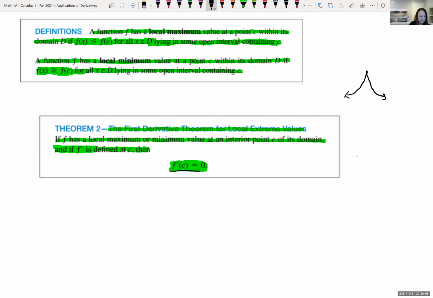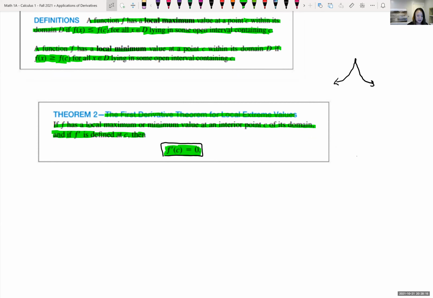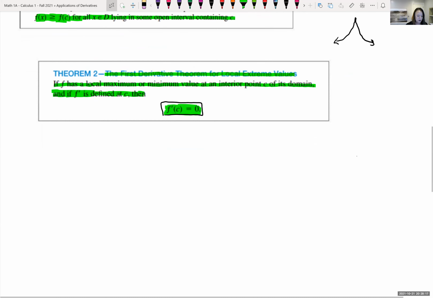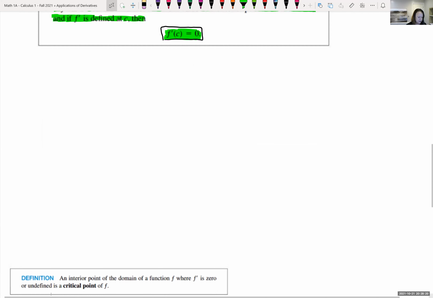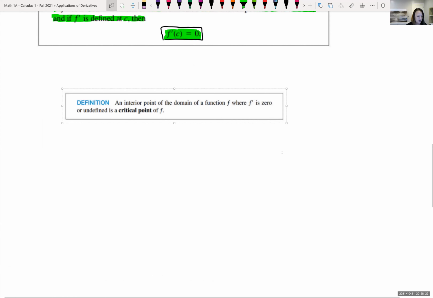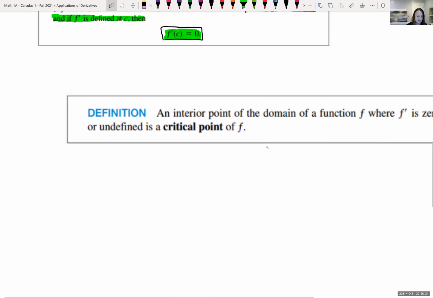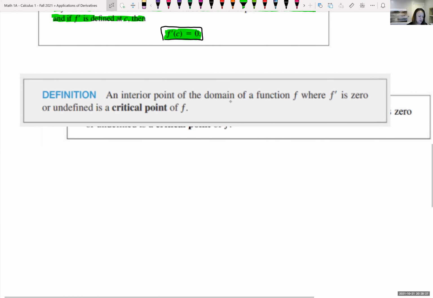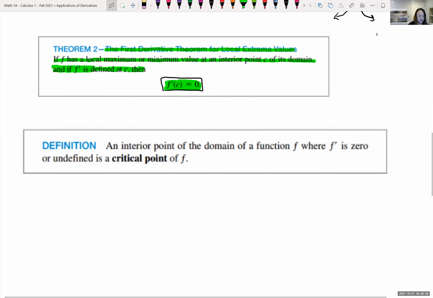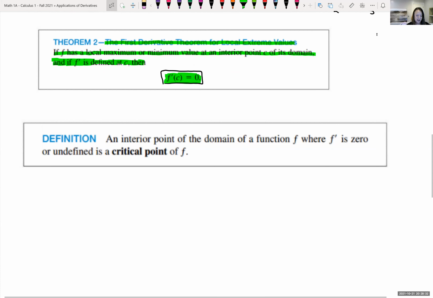So basically what we're going to do is use our first derivative test. We're going to find our derivative, set it equal to 0, and find all those values that set it equal to 0. Those values which set it equal to 0, and one other place, are called our critical points. So an interior point of the domain of our function f, where f prime is 0 or undefined, is a critical point of f.